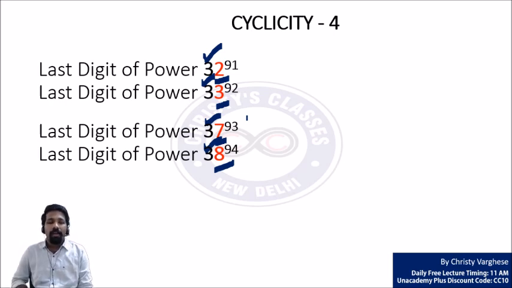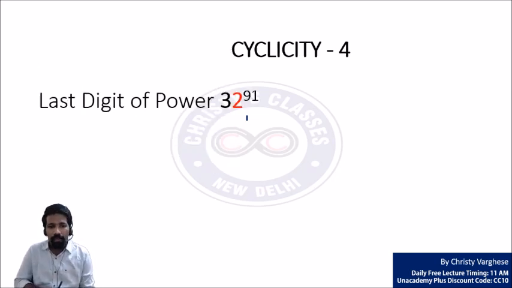So we will take one by one. 32 raised to 91. Those of you who got the concept, you can try yourself. 32 raised to 91 is what I am explaining first. I already told you cyclicity 4, but let's understand what is the meaning of cyclicity 4.